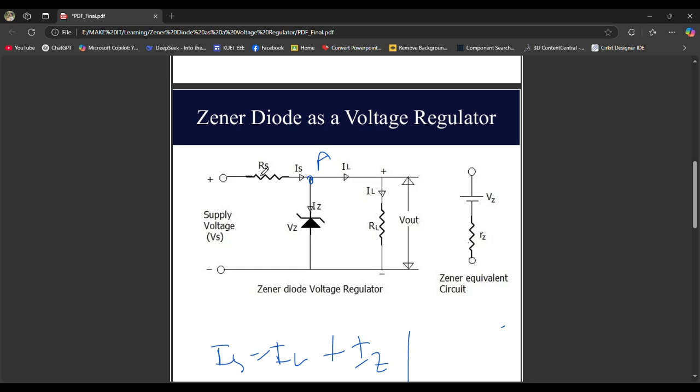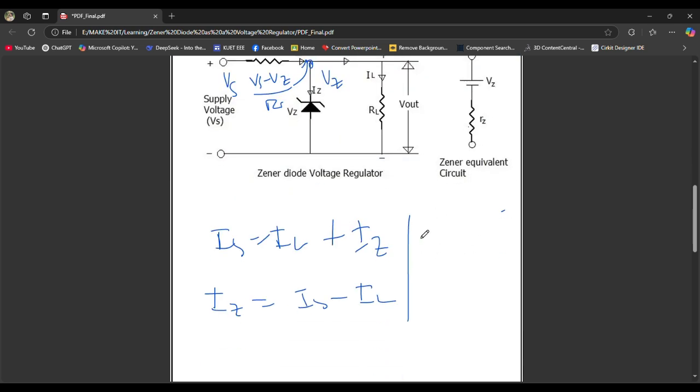And what is IS? IS is the current passing through the RS resistance. And what is the voltage across the RS resistance? It is Vs here, Vz here. So the voltage across this resistance will be Vs minus Vz. And if we divide this voltage by this resistance, then we will have IS. So IS is equal to Vs minus Vz divided by Rs.